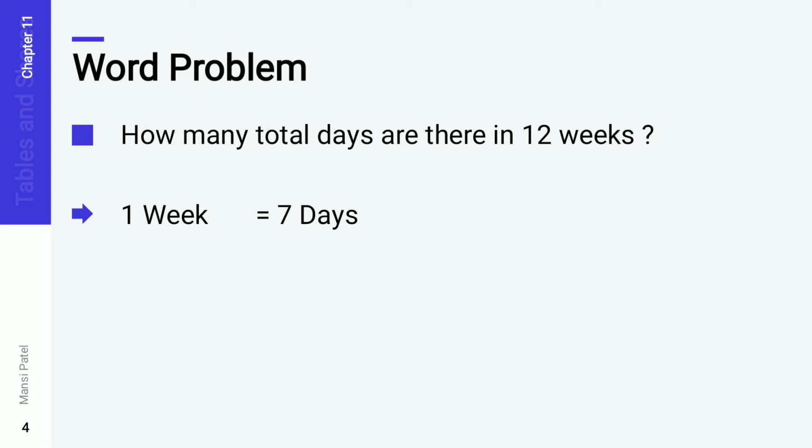7 days make 1 week. So we can say that there are total 7 days in 1 week. Now we have to find out the total days in 12 weeks. So 12 weeks is equal to question mark. So you can see here, this is one type of unitary method. What did they give? They gave weeks to you. What do you have to find out? You have to find out the number of days.